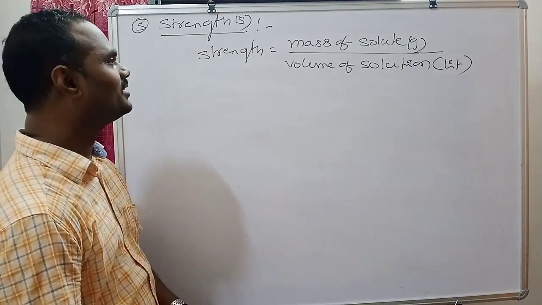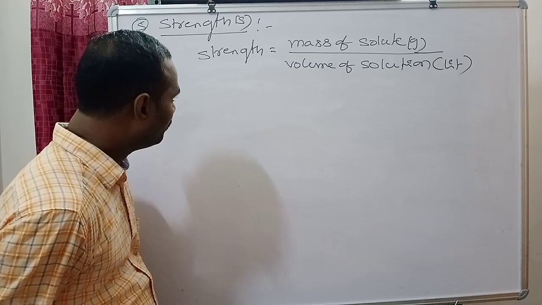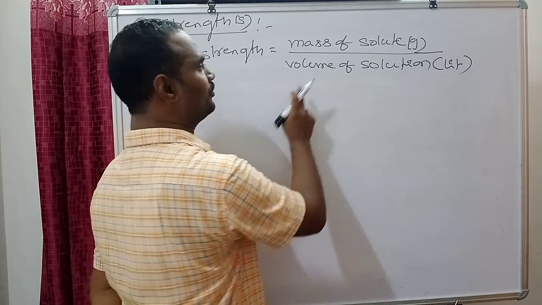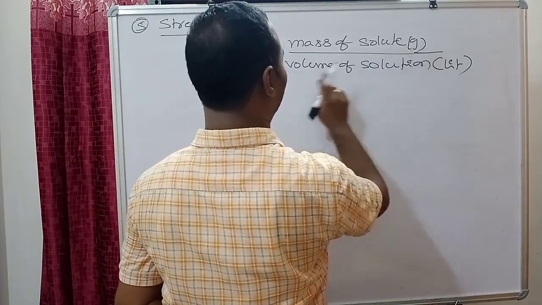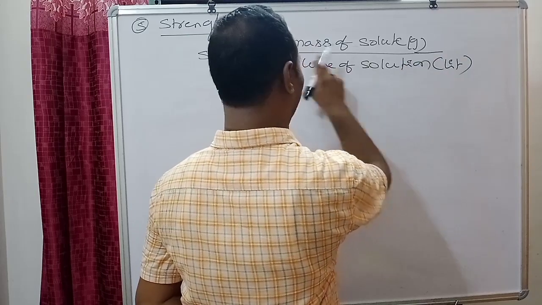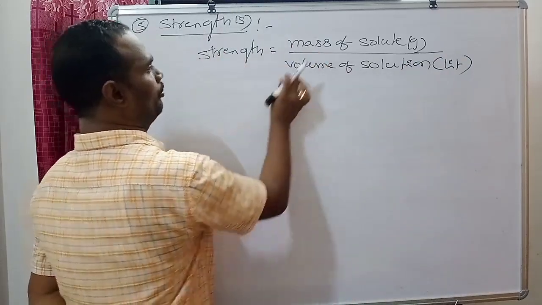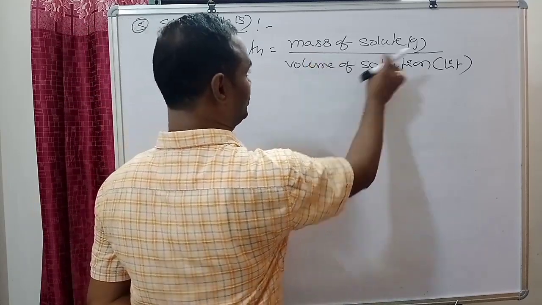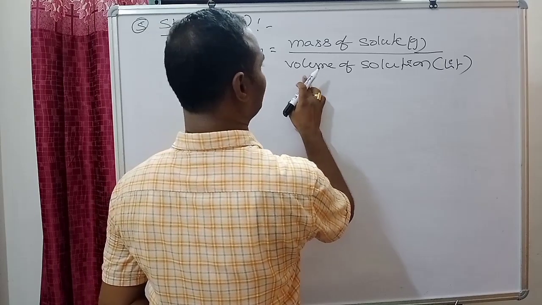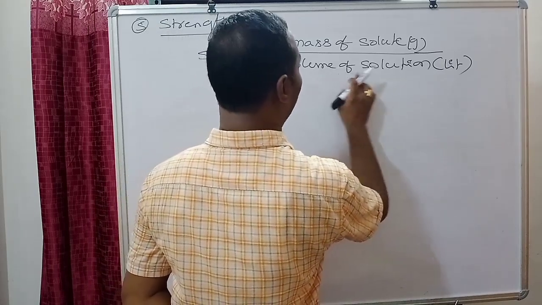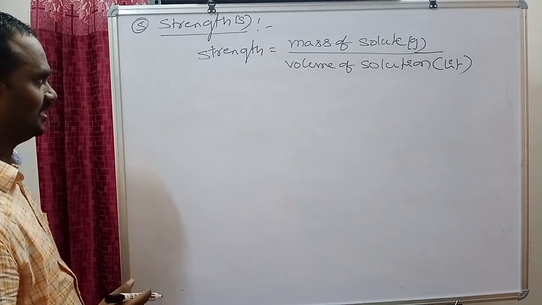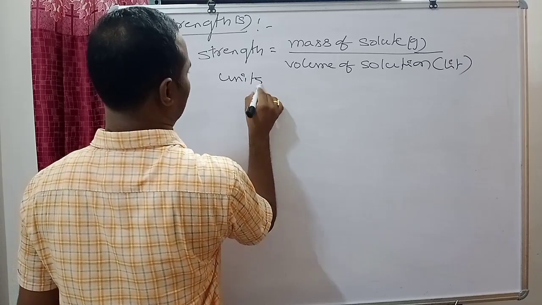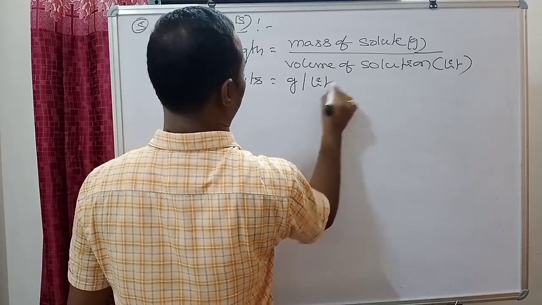Sir, is this not mass by volume fraction? No. Reason: mass by volume fraction means mass of solute in grams by volume of solution in milliliters, but strength means the amount of solute in grams present in 1 liter of solution. The units for strength are grams per liter.